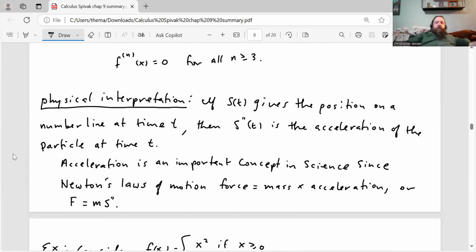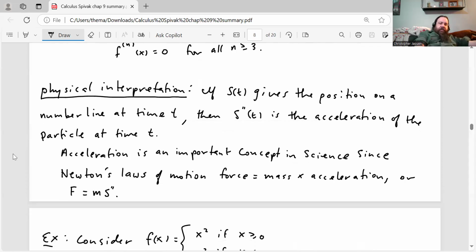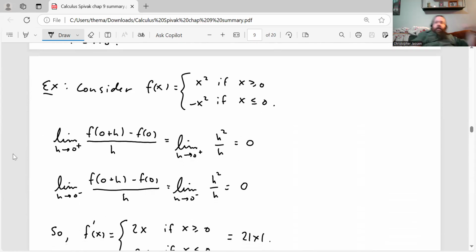Okay, some physical interpretation for higher order derivatives. If s of t gives the position on a number line at time t, like we saw a few minutes ago, then s double prime of t, the second derivative, is the acceleration of the particle at time t. It's the derivative of the derivative, or in other words, the derivative of the velocity. Acceleration is an important concept in physics, since Newton's law of motion involves acceleration. Force equals mass times acceleration, or F equals ma, or in this case, F equals m times s double prime.